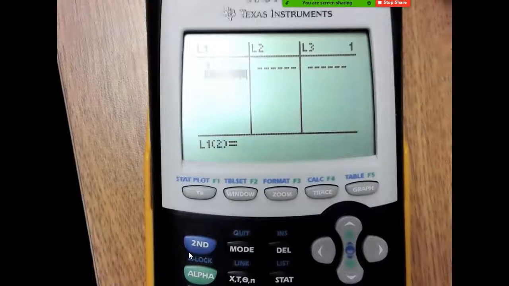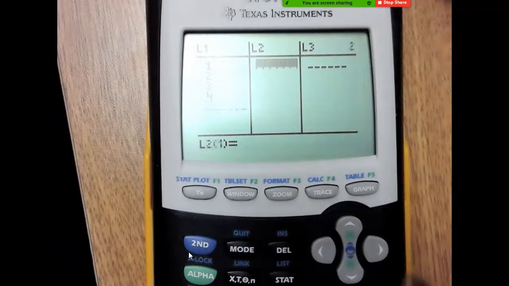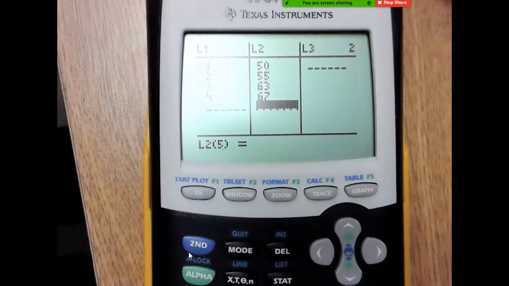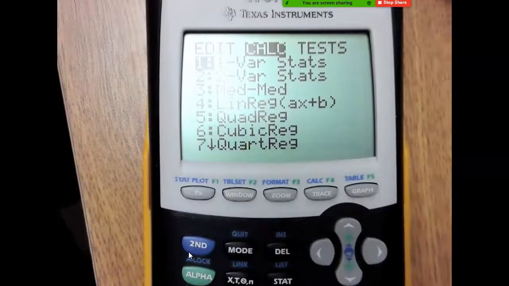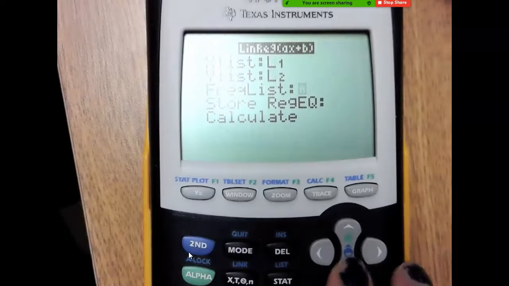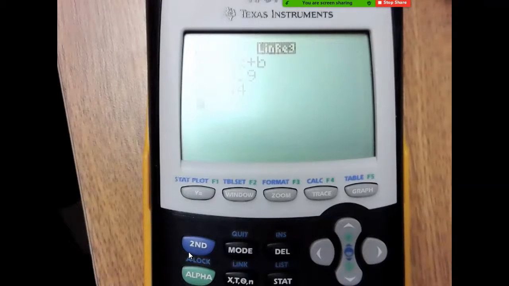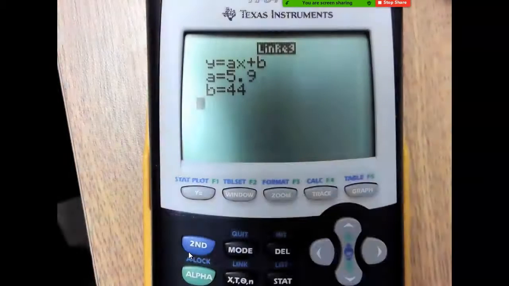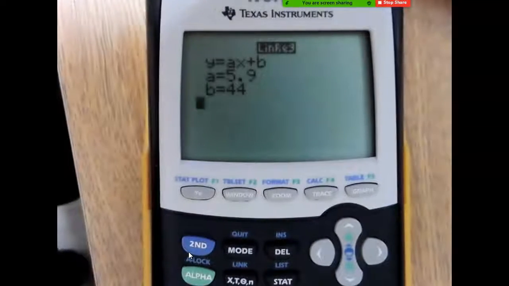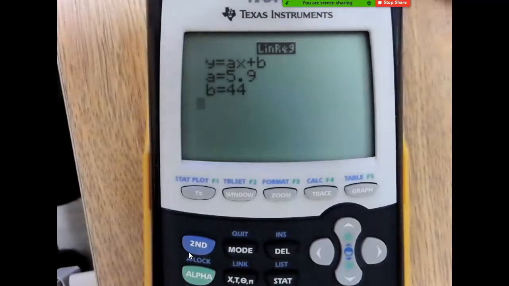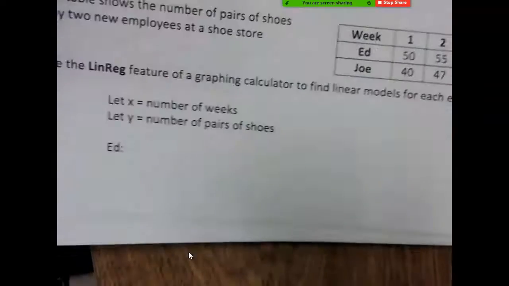So L1 will be my week, and L2 we're going to start with Ed. So once you've entered in your data, you go to Stat, go to Calc, go to Option 4 for LinReg. You don't have to hit Calculate, you just hit Enter. And it should give you an a and a b value. So a represents the slope and b represents the y-intercept for Ed.